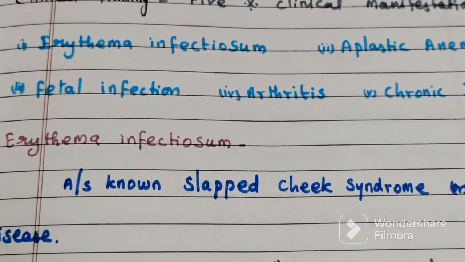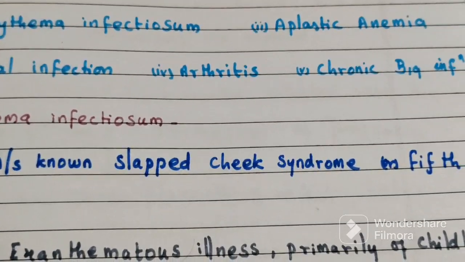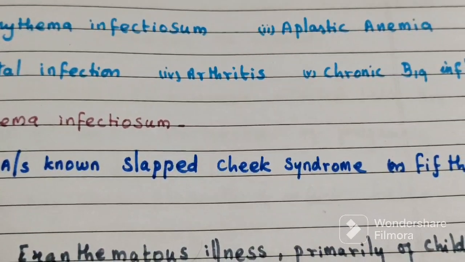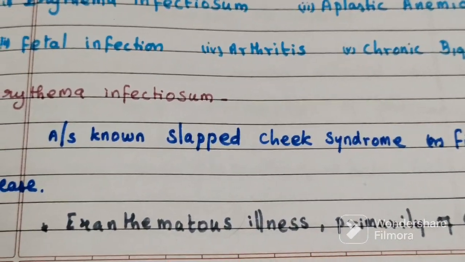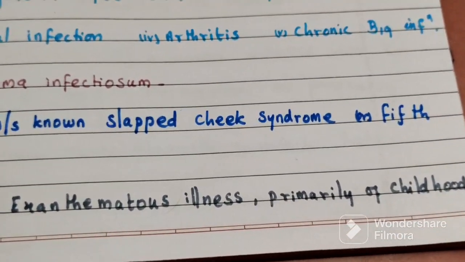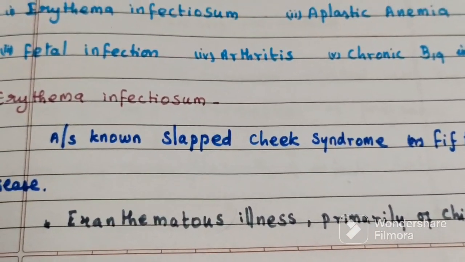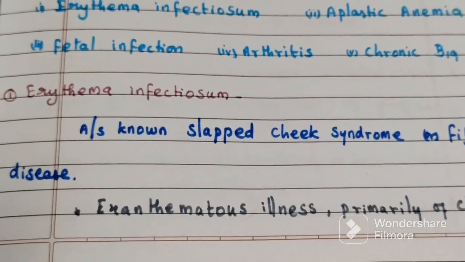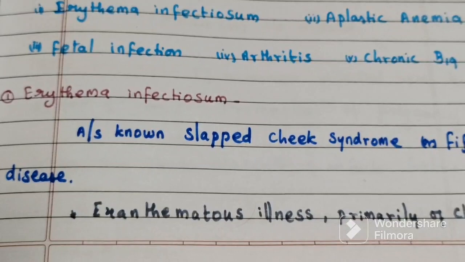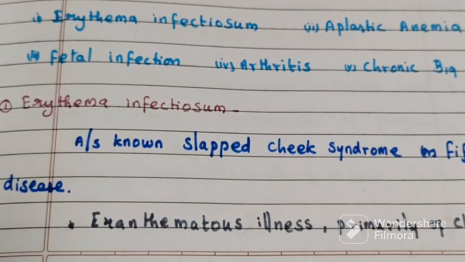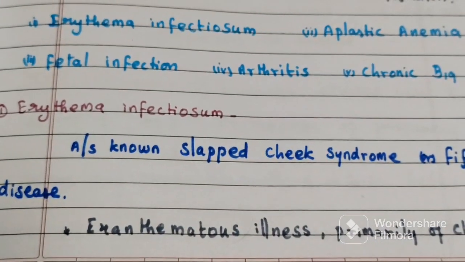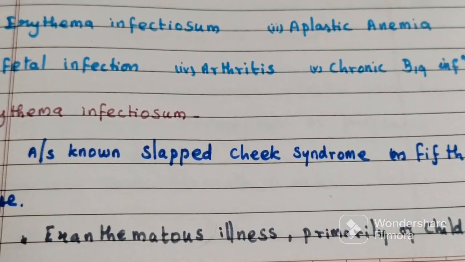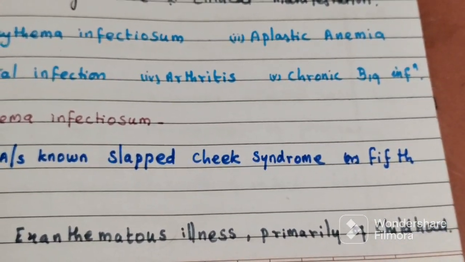It is also known as slapped cheek syndrome or fifth disease. It is an exanthematous illness primarily of childhood.